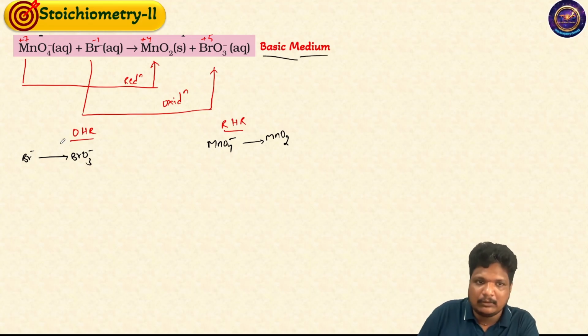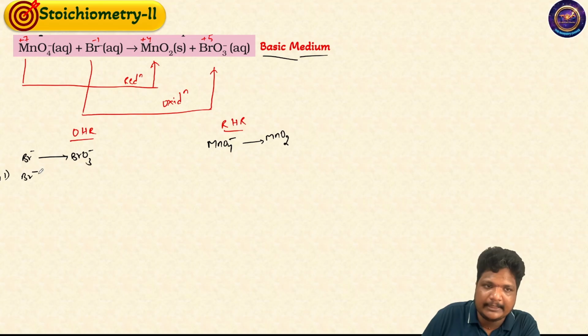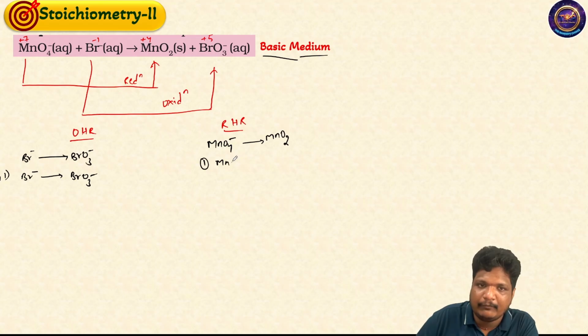Here, first you have to balance the atoms other than hydrogen and oxygen. Other than hydrogen and oxygen, here we have bromine: one bromine, one bromine. And manganese: one manganese, one manganese. So I can write the same in the first step. Br minus gives rise to BrO3 minus. And MnO4 minus gives rise to MnO2.